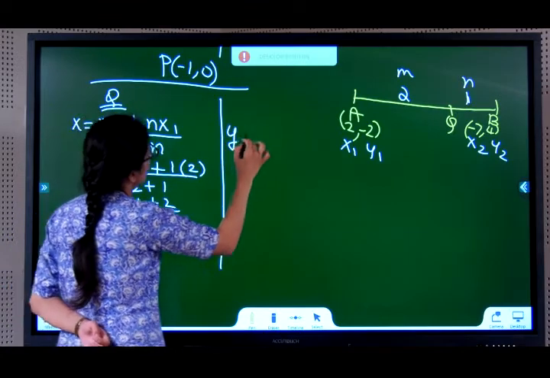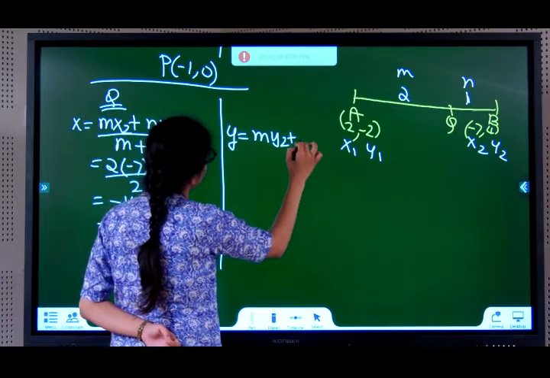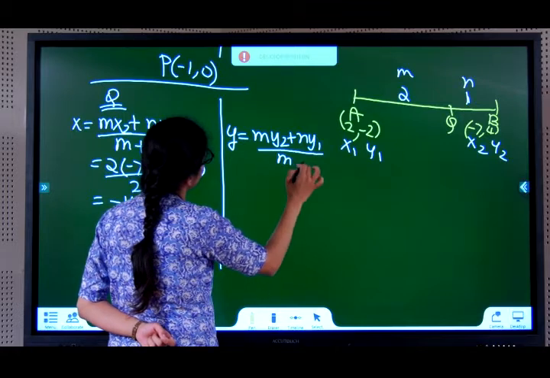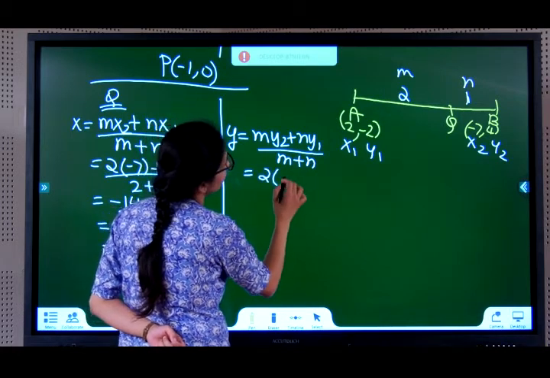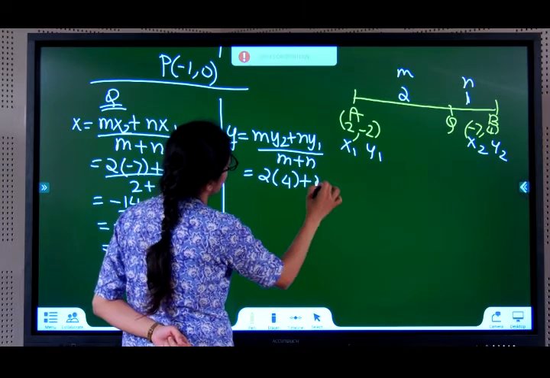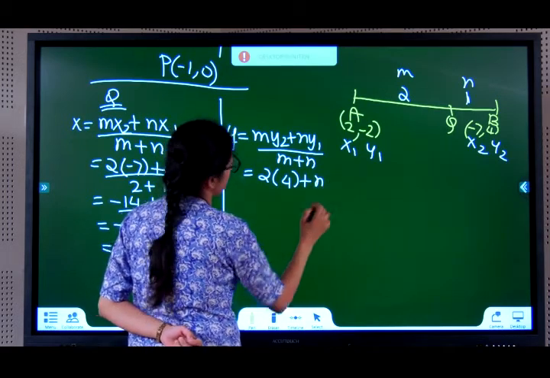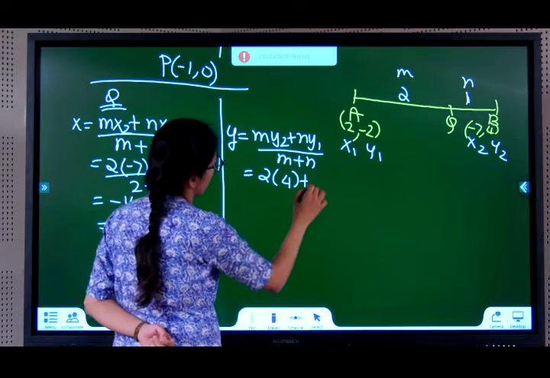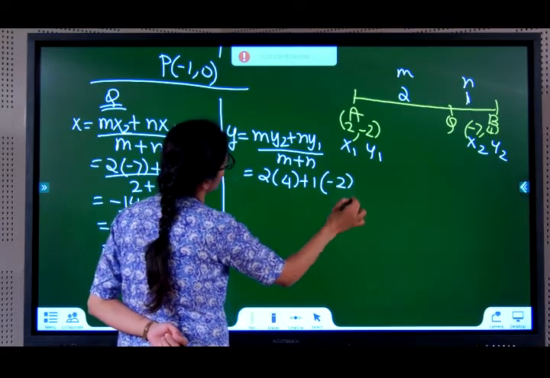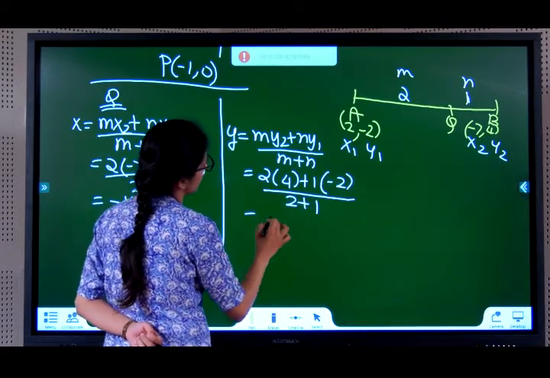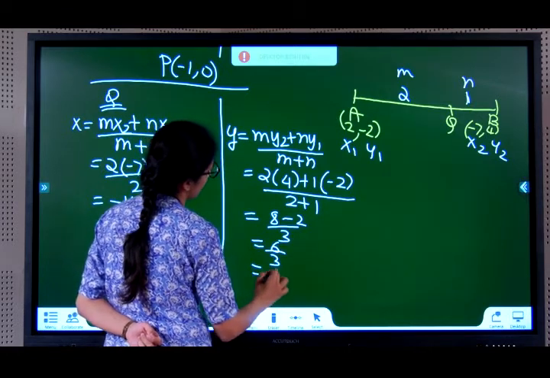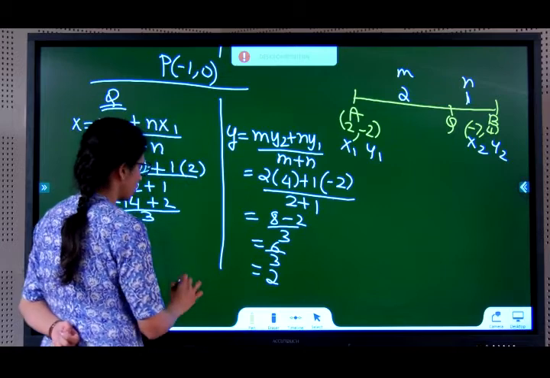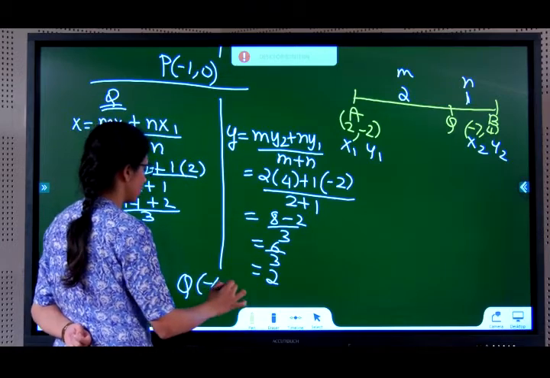Do the same thing for the y coordinate. my2 plus ny1 divided by m plus n. m is 2, y2 is 4, plus n is 1, y1 is minus 2, divided by 2 plus 1. 8 minus 2 by 3, 6 by 3, 2. So you get Q as minus 4 comma 2.